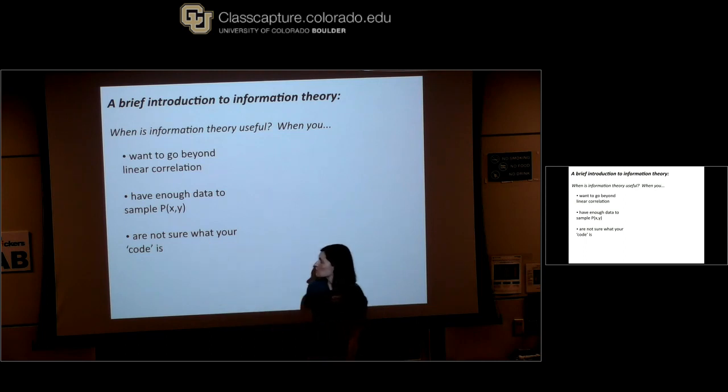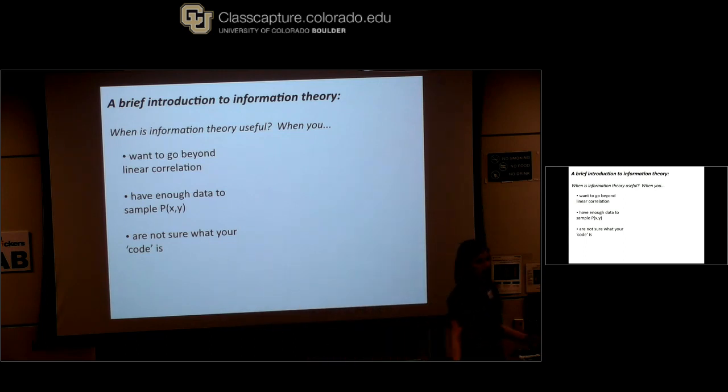Information theory can also be useful when you're not sure what your code is. You're not sure if it's single spikes or pairs of spikes or whole temporal sequences of spikes that carry the information, either about the input sensory stimulus or the output behavior that you want to know.